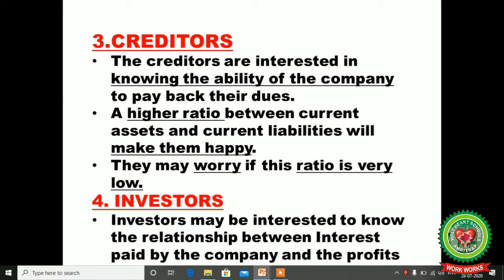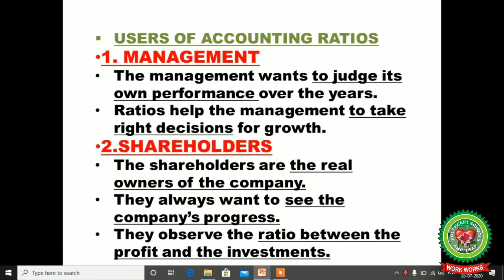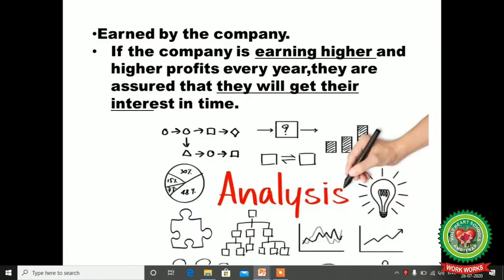Investors. An investor may be interested to know the relationship between the interest paid by the company and the profits. Investors means the persons who invested the money; in return the company provides interest only if the company has huge profits available. So these are all the users: management, shareholders, creditors and investors. If the company is earning higher and higher profits every year, they are assured they will get their interest in time. Yes, if the company is earning huge profits, then no worry, all the investors will get their interest in time.